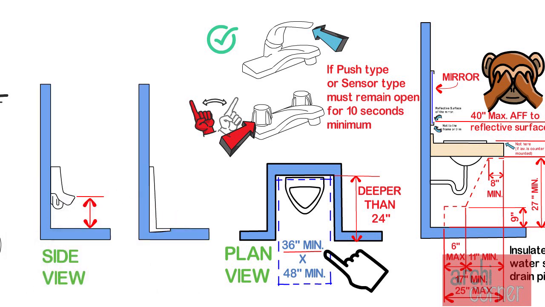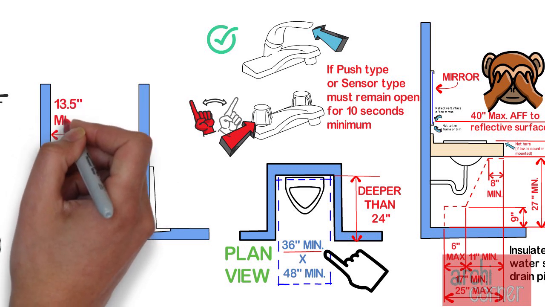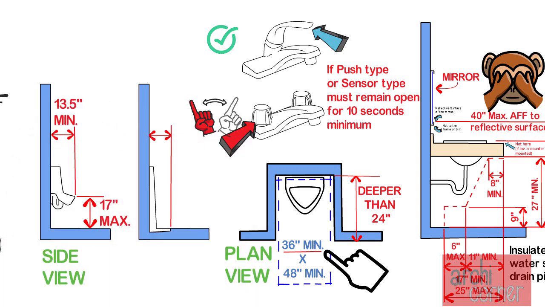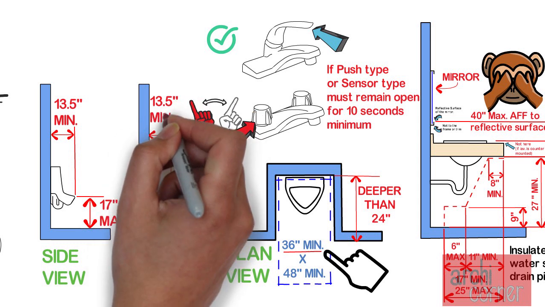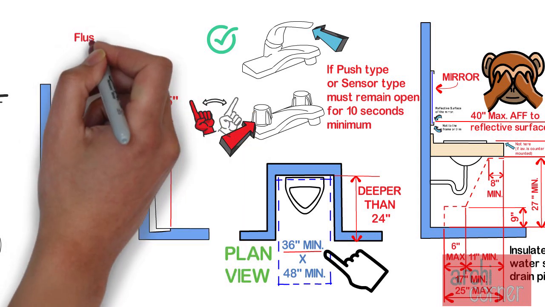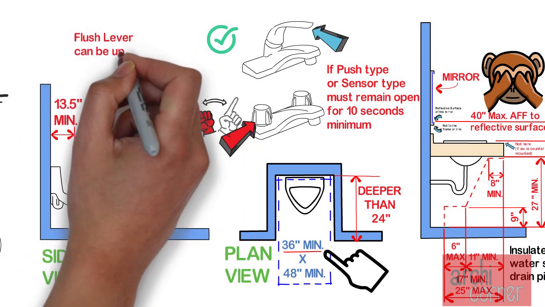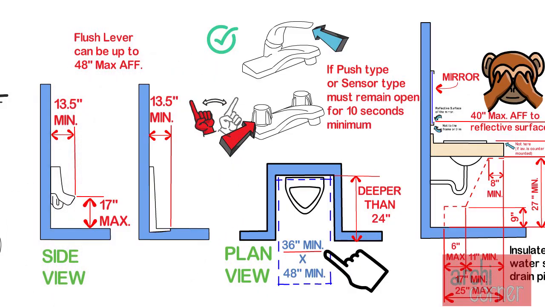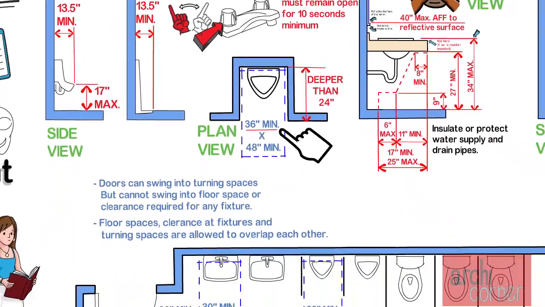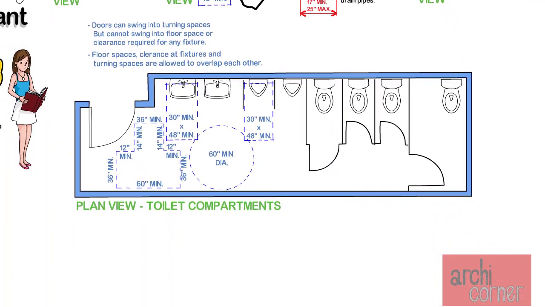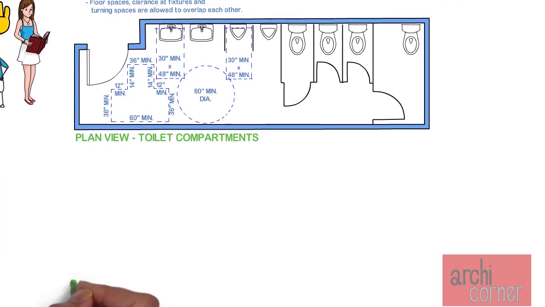If it is a wall hung type, the rim must be 17 inches maximum above the finished floor. However, regardless of whether it is stall type or wall hung type, they both must be 13.5 inches deep minimum. Flushing lever is allowed to be up to 48 inches maximum above the finished floor. Hey, we're moving along nicely, guys. We're moving on. So hold on tight, we're getting there.